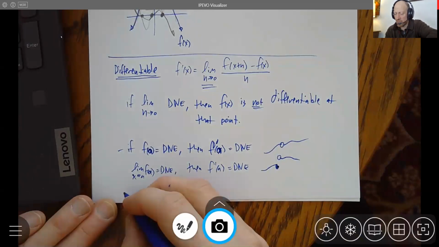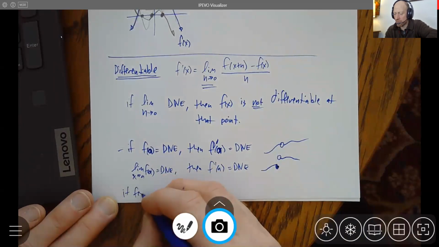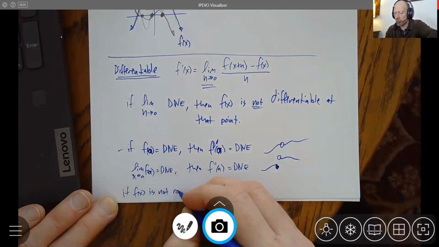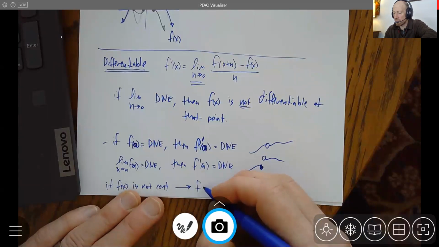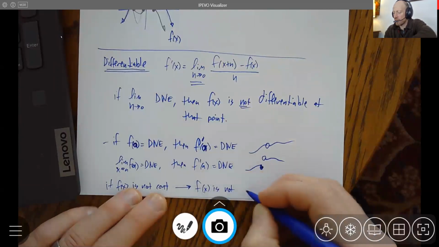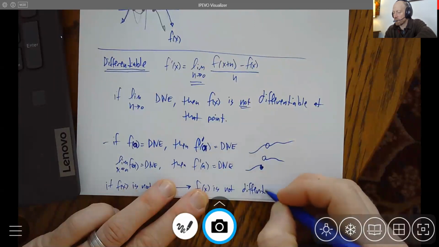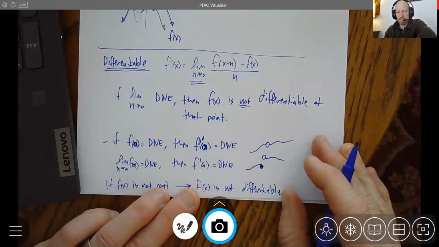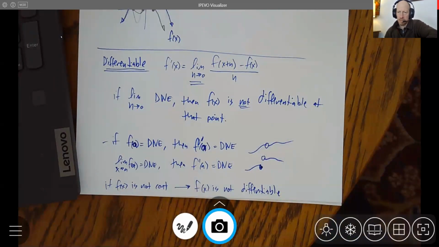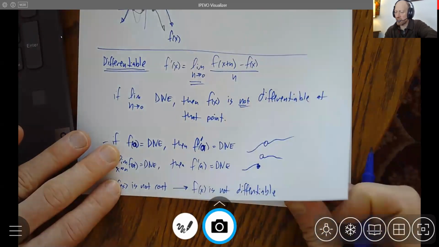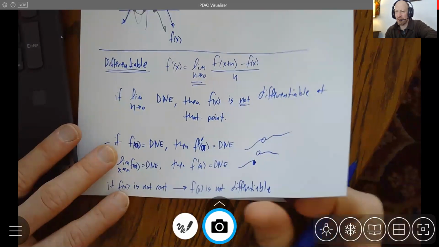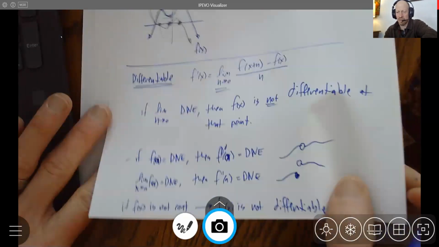And so it turns out that if f of x is not continuous, that implies f of x is not differentiable. So if it's not continuous, it's not going to be differentiable. However, there are some other situations where it will fail to be differentiable even if it is continuous. So it's not enough to be continuous.